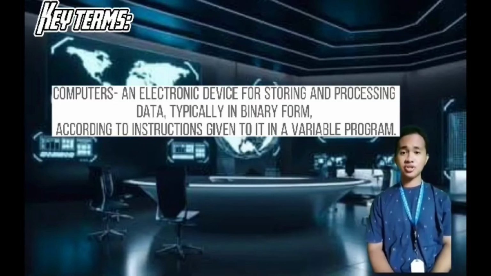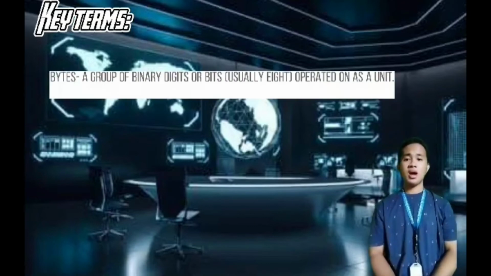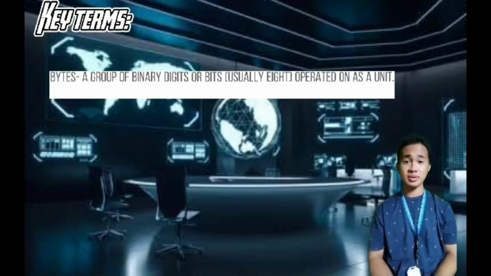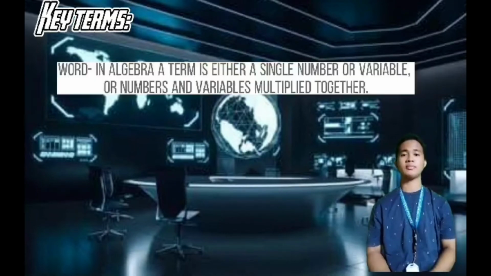Computers. It is an electronic device for storing and processing data, typically in a binary form, according to the instruction given to it in a variable program. Bytes. A group of binary digits or bits, usually 8, operated on as a unit. Octets. It can be represented using number systems of varying bases such as the hexadecimal, decimal, or octal number systems.